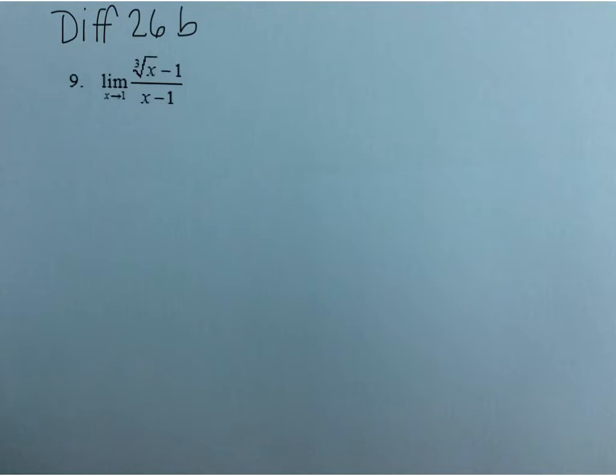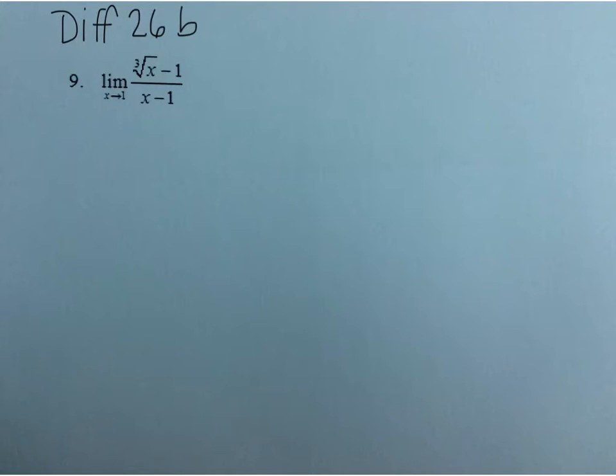Okay, this is differentiation packet 26B, and in this video we'll be doing a couple of questions from the last pages. We'll be doing numbers 9, 12, and 14. And all of these are looking at a limit question, a limit of a rational function, and can I evaluate it as it is? Do I need to use L'Hopital's rule? And if I need to use L'Hopital's rule, do the conditions for L'Hopital's rule exist?